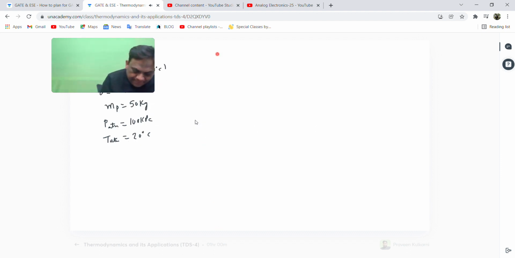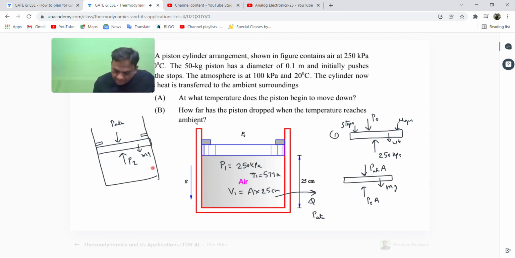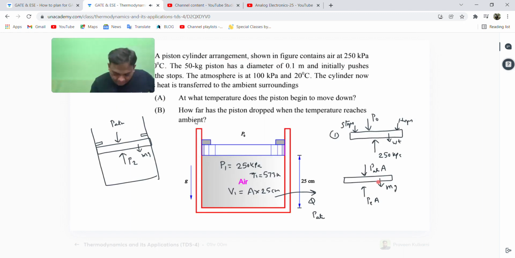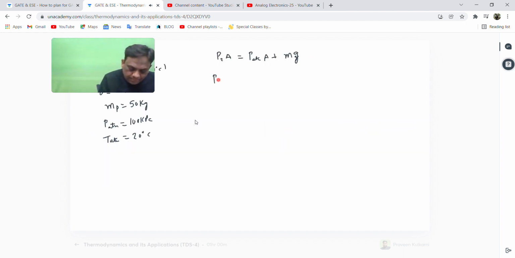Therefore, P2 into A is upward, equal to downward, P atm into A plus mg. This weight is downward, and atmospheric pressure also downward. So therefore, P2 is equal to P atm plus mg divided by area. My dear students, divide with area. So it is mg by area.